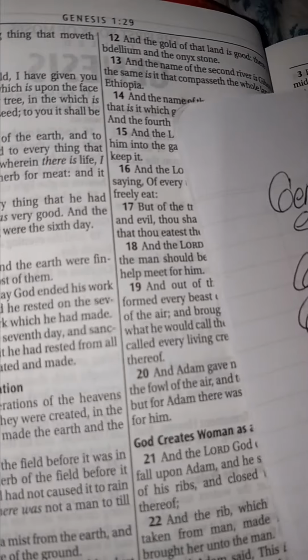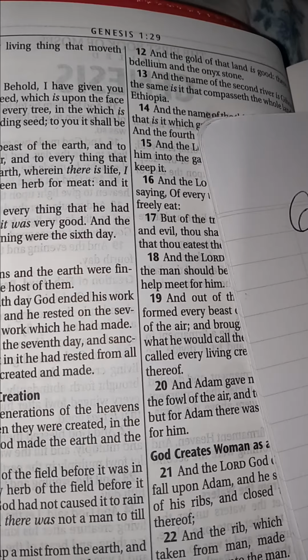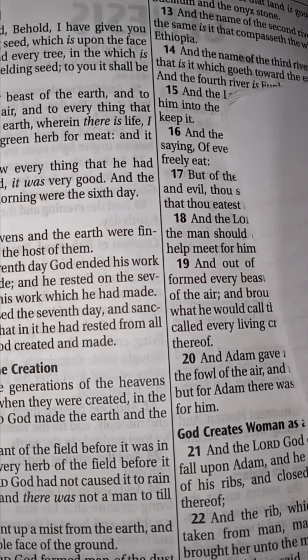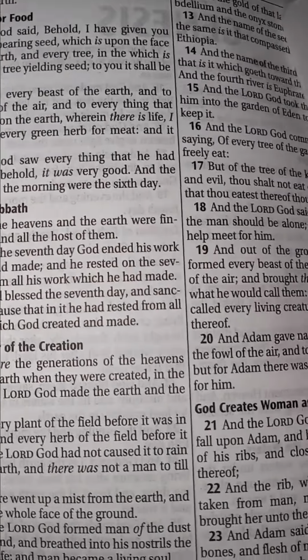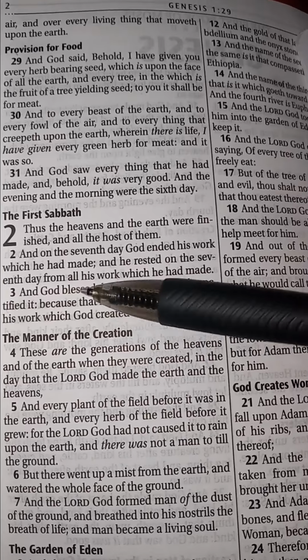So, where was the Garden of Eden? And I can locate it for you. Right now, I'll show you.